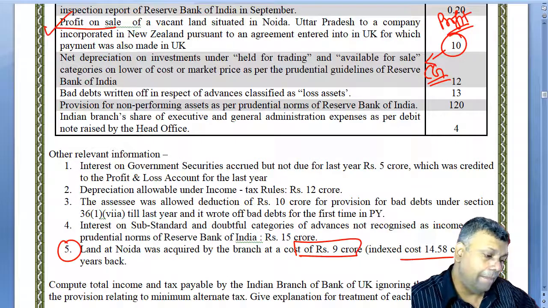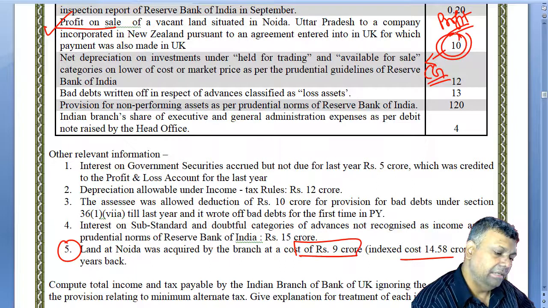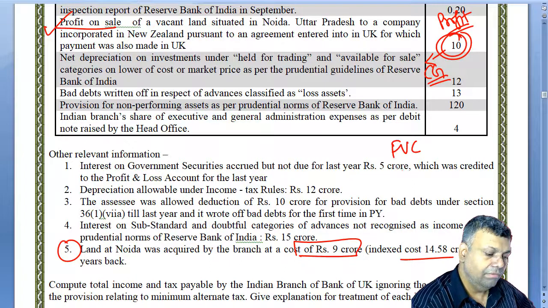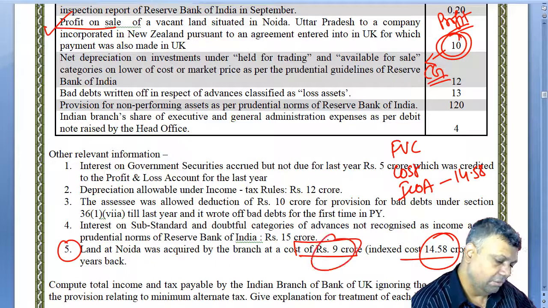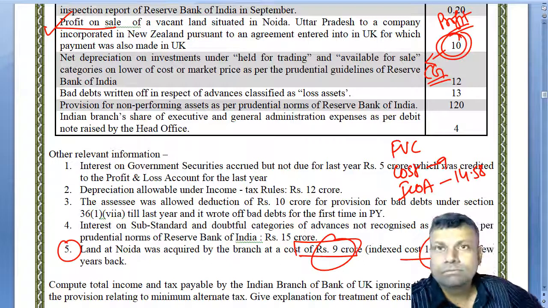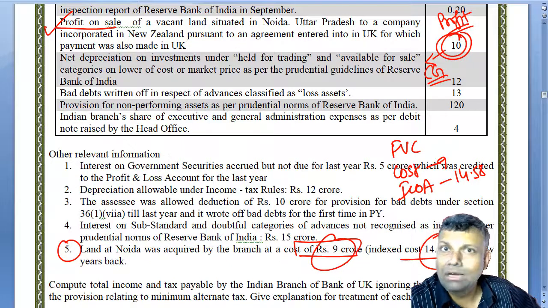So how do you compute the capital gains? See, your profit is 10. So what you need is a full value of consideration. You need a cost. You want the index cost. Index cost is ready-made printed 14.58. The cost is already given to you, about 9 crores. So it indicates that this is your long term.